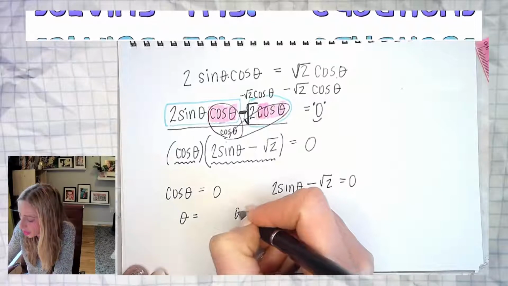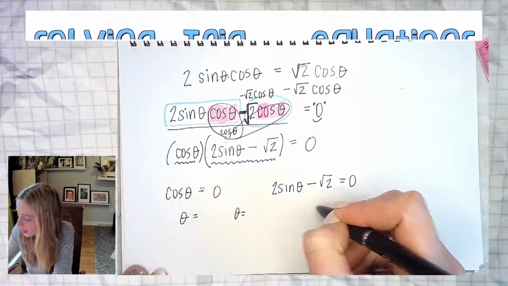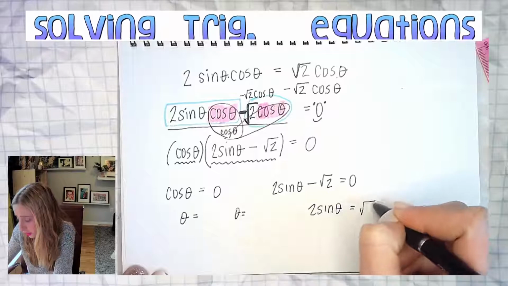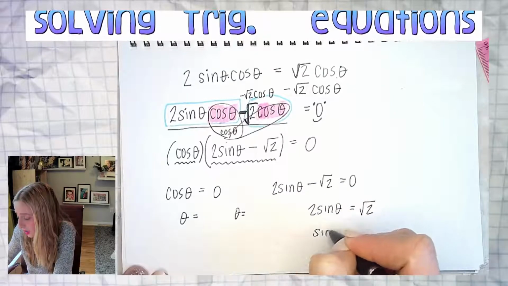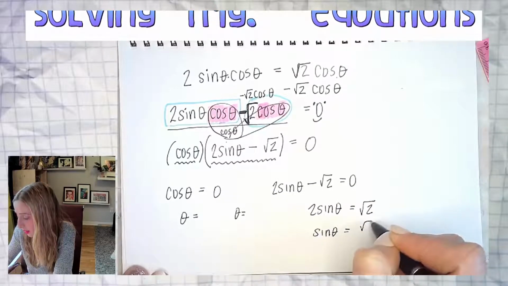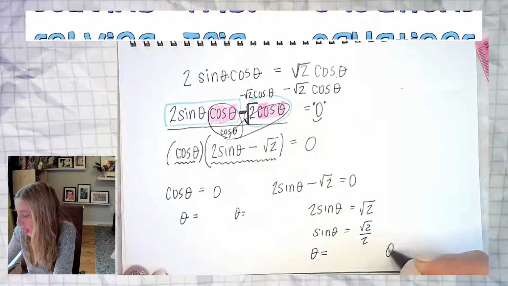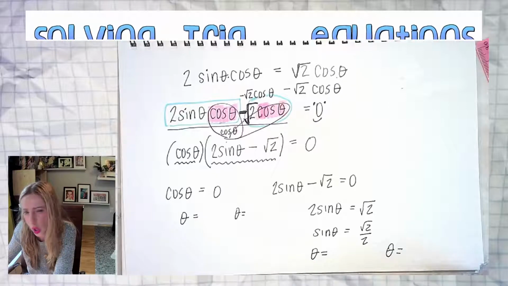There's actually going to be 2 answers for that one. And then here we'll add square root 2 to the other side first. Then we'll divide by 2 second. And for this, you're going to actually get 2 answers as well. And you'll have 4 answers to this all together.